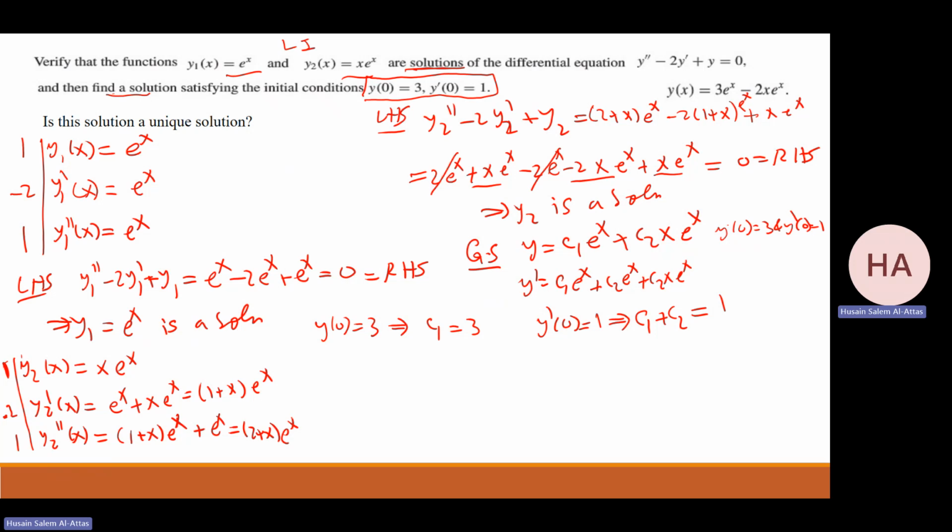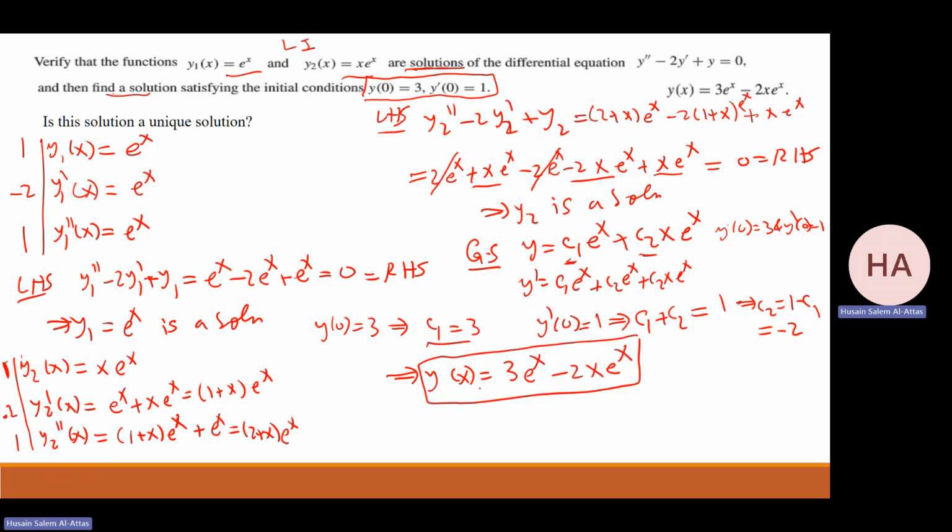From here, c1 equals 3. So I have c2 is 1 minus c1. Since c1 is 3, 1 minus 3 is minus 2. So my solution will be 3 e to the power x, where c1 is 3. I just substitute c1 is 3 and c2 is minus 2, minus 2x e to the power x. So this is my solution.